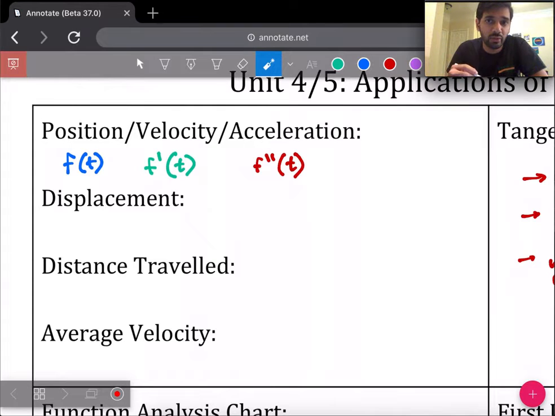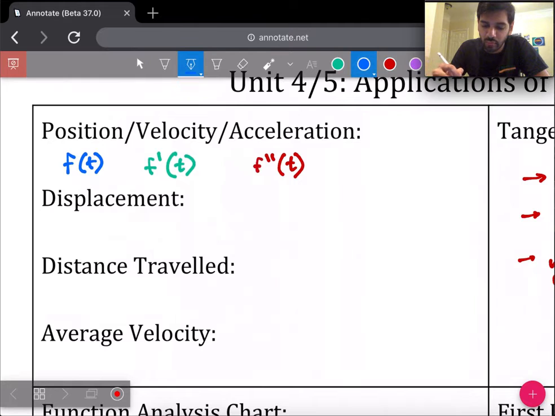They might ask you for different things like this type of vocabulary. If you see these words pop up, you'll know exactly what to do based on the formulas that we write here. So for displacement, you're trying to see where you started and how far away you ended up from where you started. The way we do that is we find the difference between our ending position and the starting position.